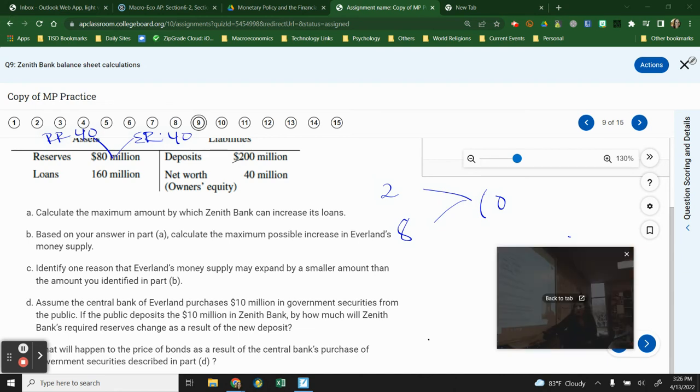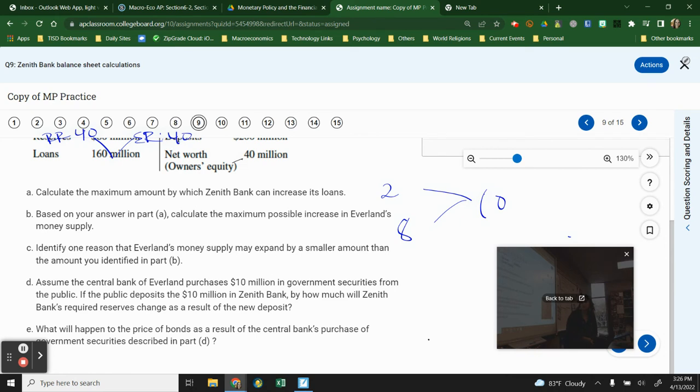And last but not least, what happens to the price of bonds as a result of the central bank's purchase? Because look, they purchased bonds. So what type of policy did they just do? Expansionary monetary policy. Buying bonds shifts the money supply to the right, which makes interest rates go down, and the price of bonds are now gonna go up because they're inversely related.